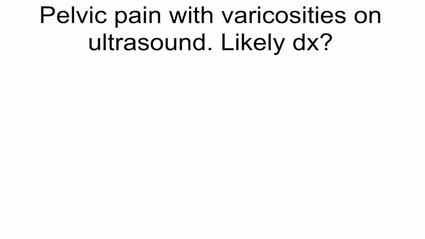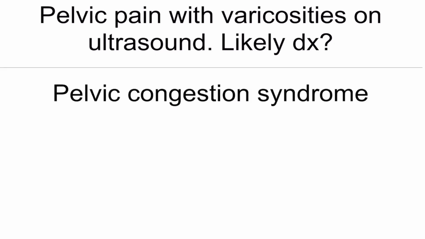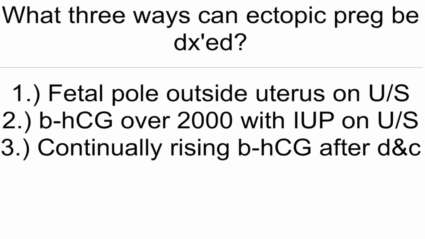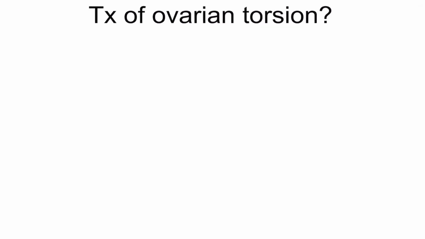Pelvic pain with varicosities on ultrasound. What's the most likely diagnosis? Pelvic congestion syndrome. What are 3 ways an ectopic pregnancy can be diagnosed? Fetal pole outside the uterus on ultrasound, beta HCG over 2000 with no IUP on ultrasound, and continually rising beta HCG after D&C. Treatment of ovarian torsion?